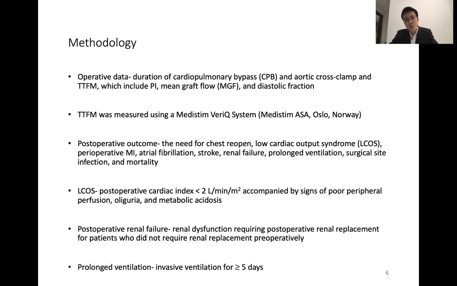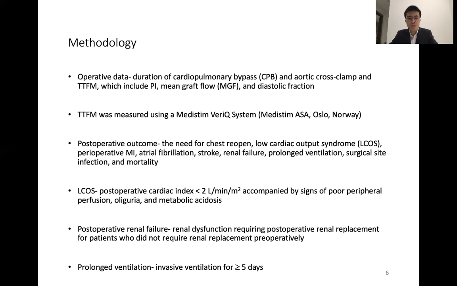Operative data included duration of cardiopulmonary bypass and aortic cross-clamp and TTFM. TTFM is measured using Medistim VeriQ system. Post-operative outcome included the need for chest reopen, low cardiac output syndrome, perioperative MI, atrial fibrillation, stroke, renal failure, prolonged ventilation, surgical site infection, and mortality.